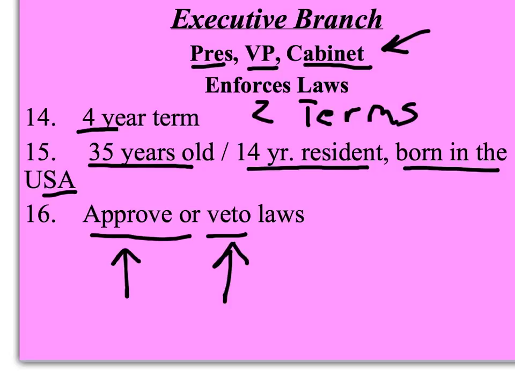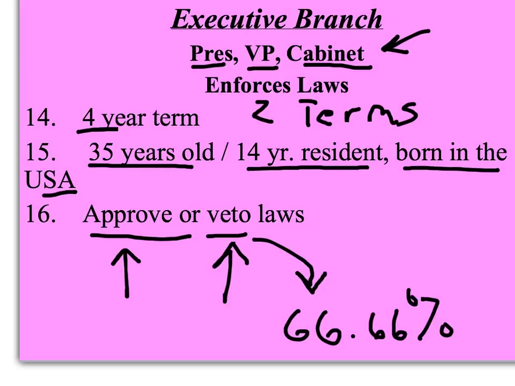And you remember from our last section, if the president does veto the law, it would then go back to Congress, where they would need a 66.66% vote to override the veto. Okay, so that's the president so far.